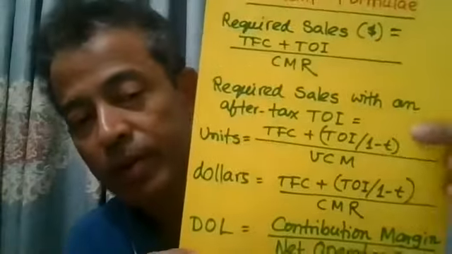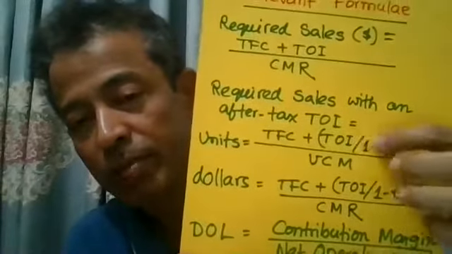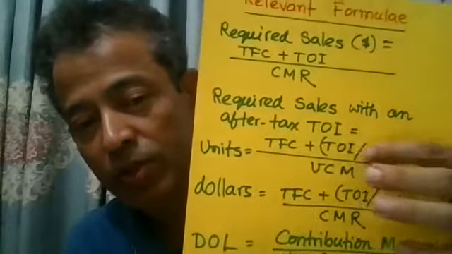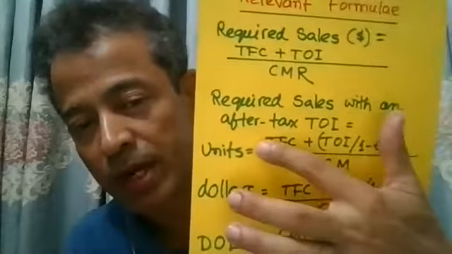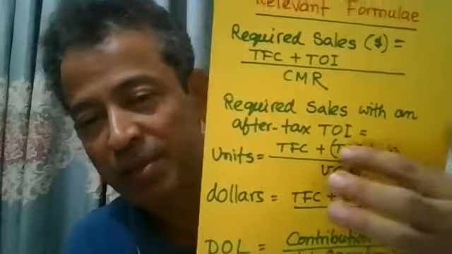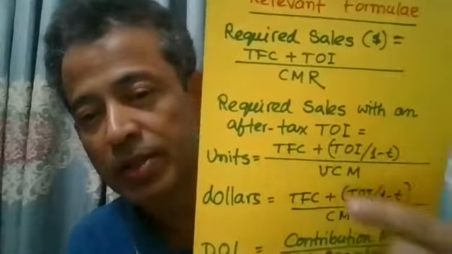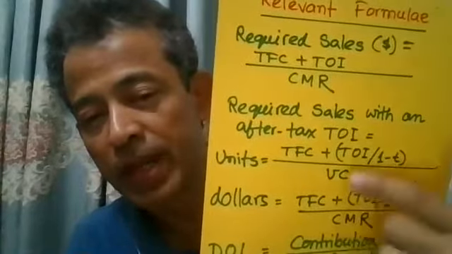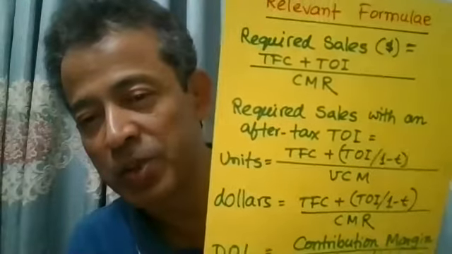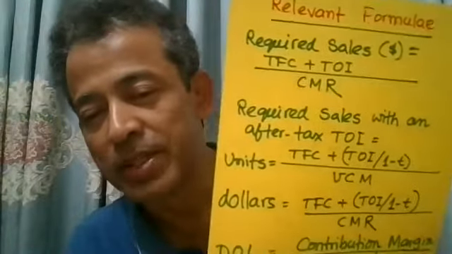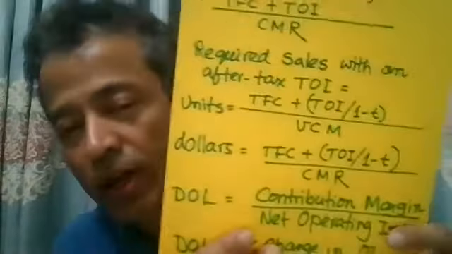So after grossing up, we find the before tax TOI. So your TFC burden plus the expectation burden, the profit expectation burden, divided by UCM and CMR to get the answer in units and dollars. See, identical. Divided by UCM, you get the answer in units. Divided by CMR, you get the answer in dollars.